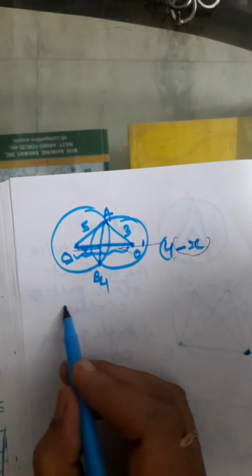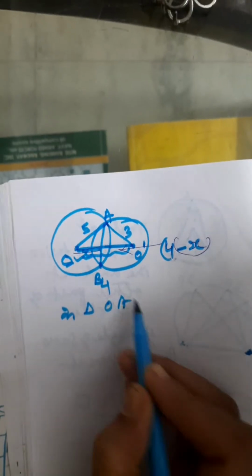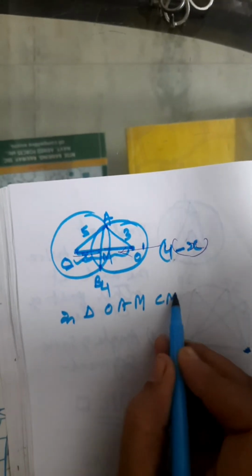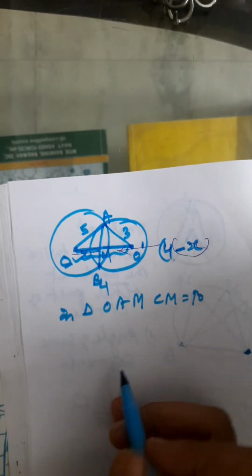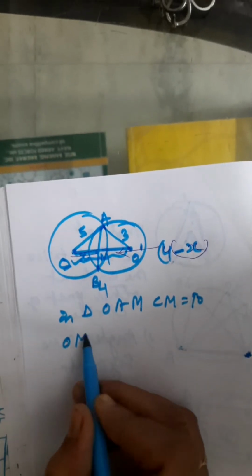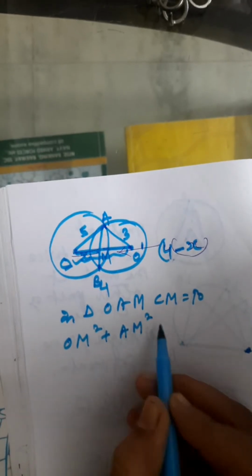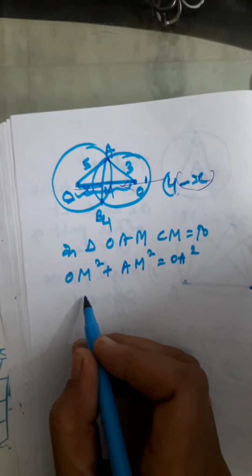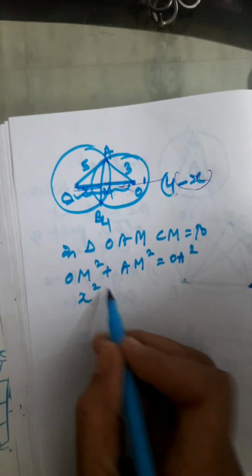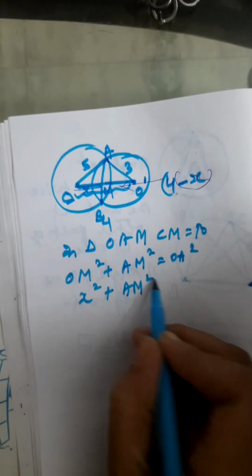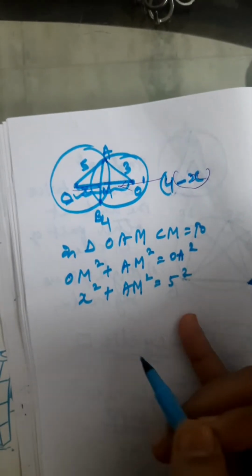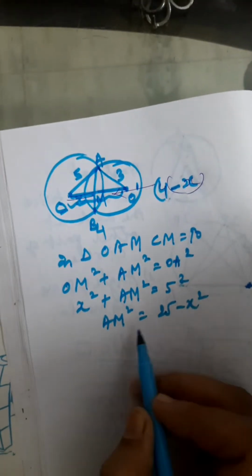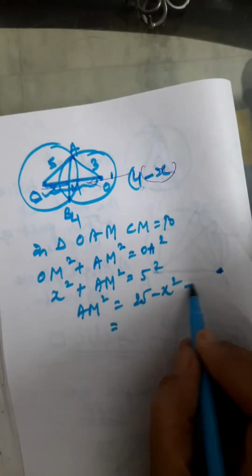Here, if I consider triangle OAM, where angle M is 90, we can apply Pythagoras theorem. OM square plus AM square is equal to OA square. Now what is the OM value? OM is x, which we considered. AM we need to calculate, and AO is given as 5, so 5 square. AM square is 25 minus x square. So let this be the first equation.